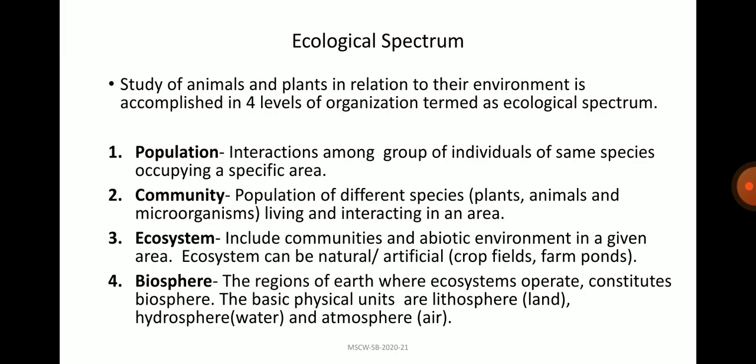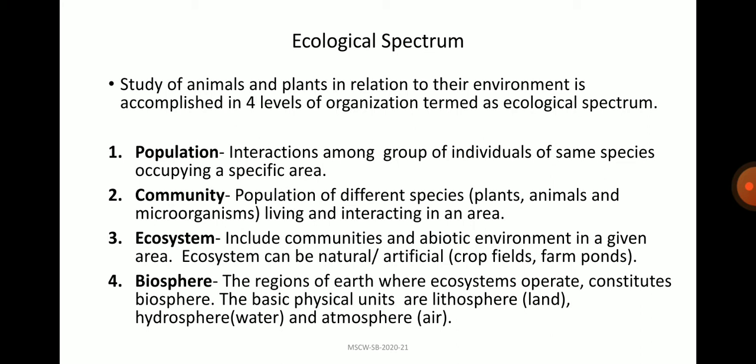What is meant by ecological spectrum? The study of animals and plants in relation to their environment is accomplished in 4 levels of organization, which is termed the ecological spectrum. These are the population, the community, ecosystem, and biosphere.